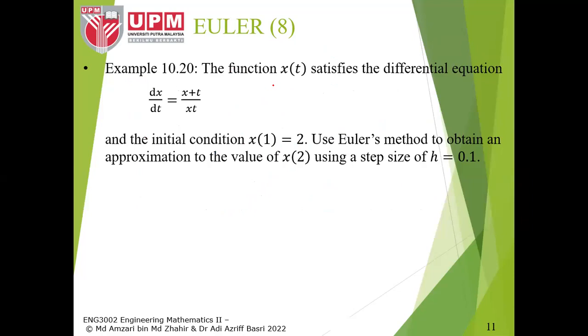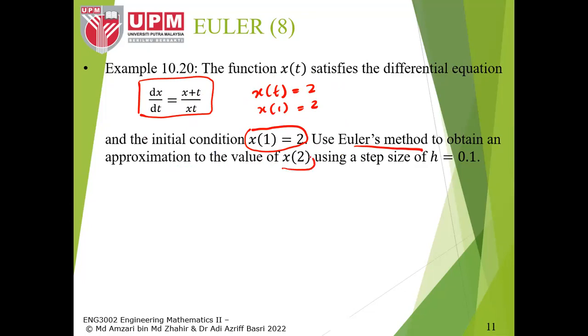For example, the function x(t) satisfies the differential equation dx over dt is equal to x plus t divided by xt. We know the initial condition: when t is 1, x is equal to 2. So this is your initial condition. Use the Euler method to obtain an approximation of x when t is 1.2, using the step size h equal to 0.1.